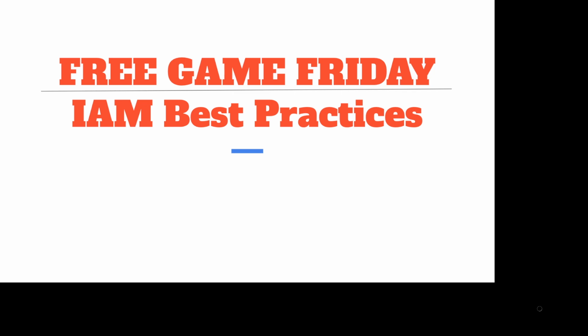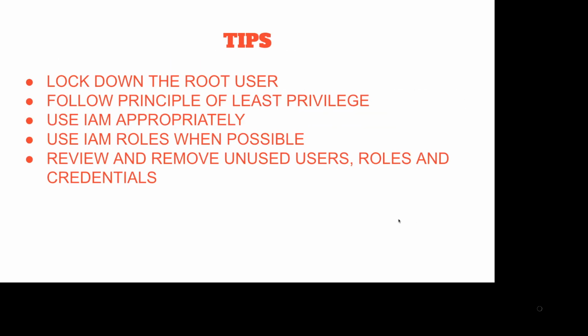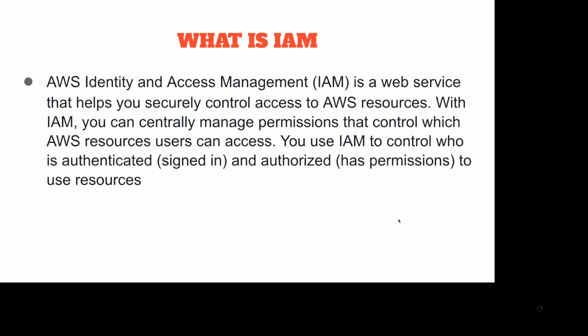So our first tip for today is basically, what is IAM? We kind of covered that already, but AWS Identity and Access Management is a web service that helps you securely control access to AWS resources, which I already mentioned. With IAM, you can centrally manage permissions that control which AWS resources users can access. You can use IAM to control who is authenticated and authorized to use particular resources.